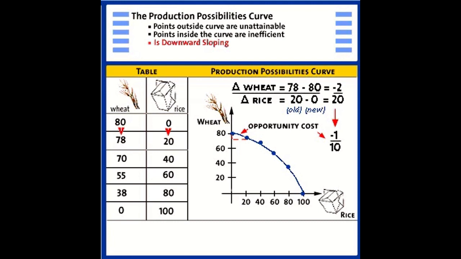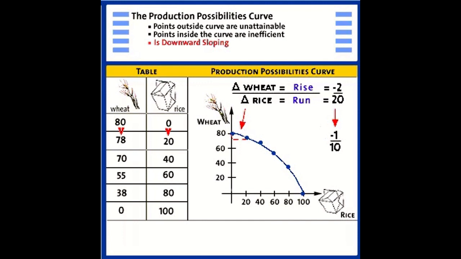As we move between these 2 points, the rise is the change in wheat production. The rise is the change in the vertical coordinate. That is, we go from 80 to 78, -2. That's the rise. The run is the change in the horizontal coordinate. We go from 0 to 20. So that change of 20 is the run. -2 divided by 20 is the rise over the run. The change in wheat production divided by the change of rice production. And in this case, that number is -1/10.